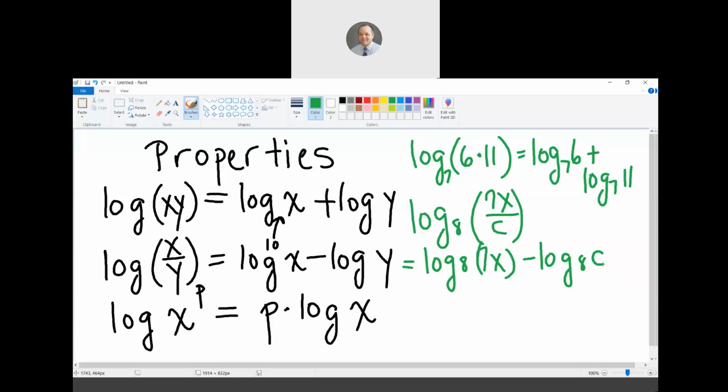We can expand that 7 times x also using the product rule. So the log base 8 of 7 times x will expand out as log base 8 of 7 plus log base 8 of x minus log base 8 of c.